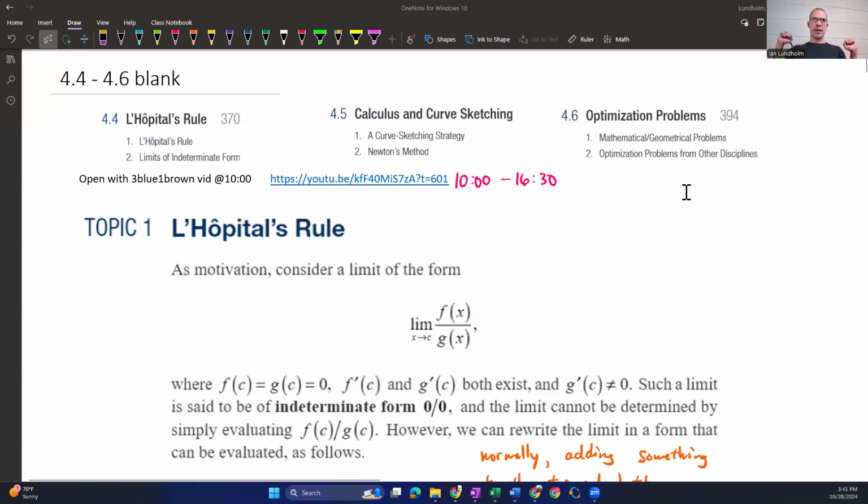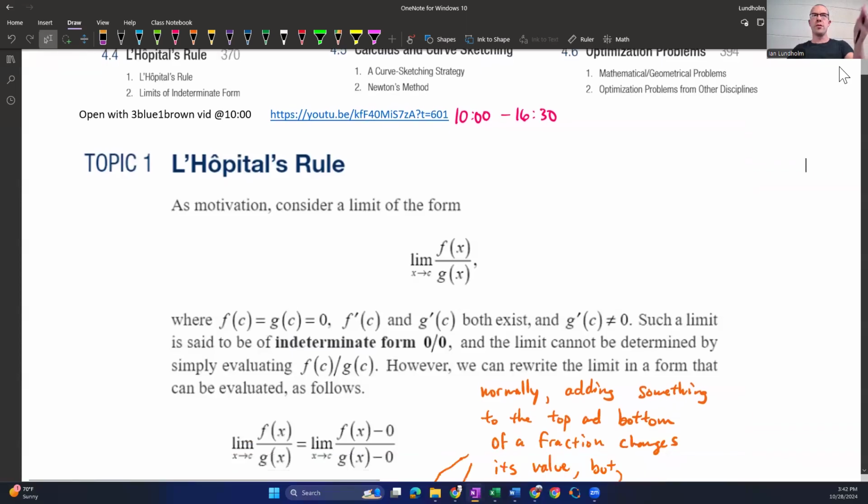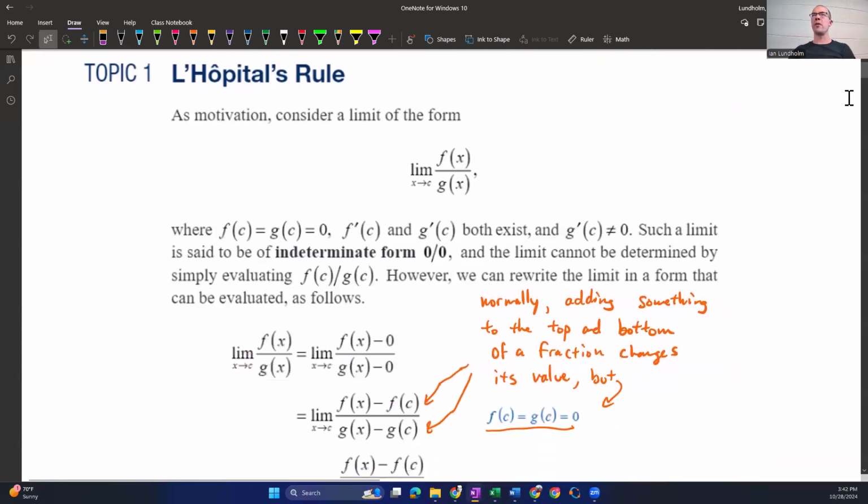In case you didn't watch it yesterday, in case you weren't around, we did watch this 3Blue1Brown video. It's about 6 minutes long because we start off at the 10-minute mark. A good little video about the geometry of L'Hopital's rule. But either way, here's a little refresher on what we're trying to do with L'Hopital's rule.